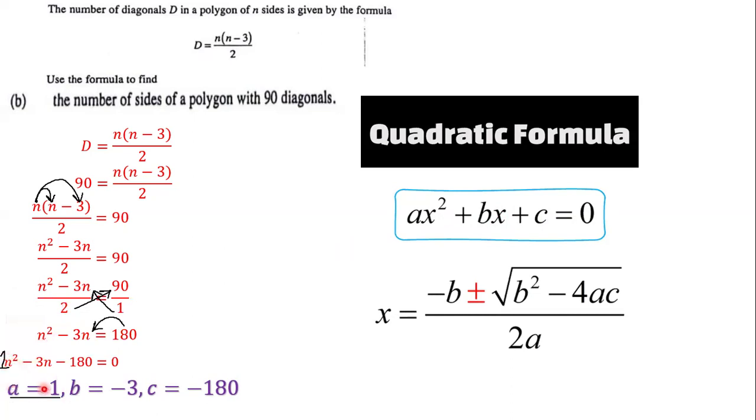So a is equal to 1. b is equal to -3, because the coefficient of n is -3. And c is equal to -180.